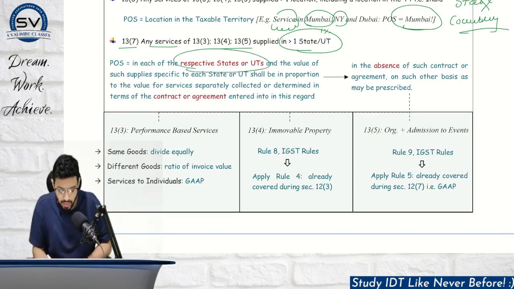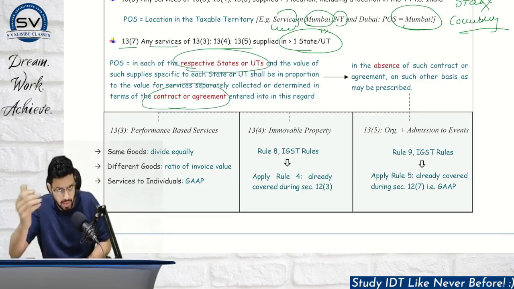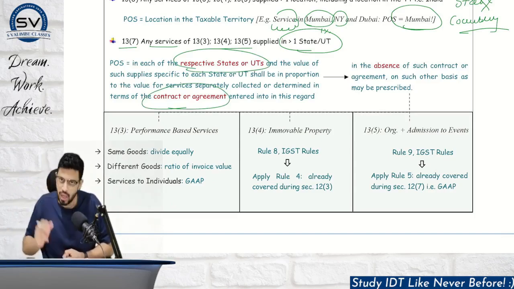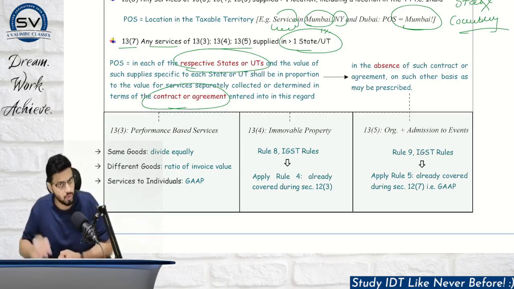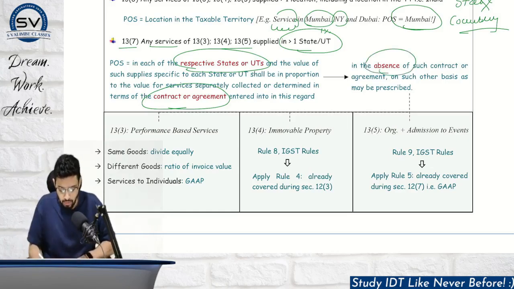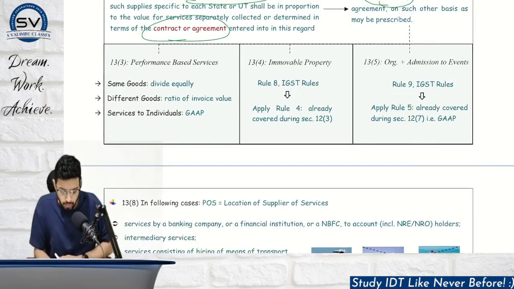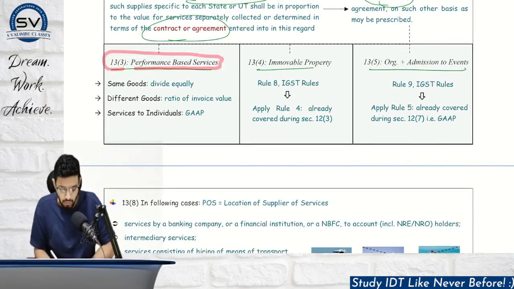So again, like we talked about in section number 12, first priority is bifurcation in each respective state or union territory as per the proportion decided in the terms of the contract or arrangement. If not, in the absence, we have to apply certain rules for performance-based services, for immovable property, and for 13.5. Let's talk about it. With respect to 13.3, performance-based services, we have to see these 3 cases.